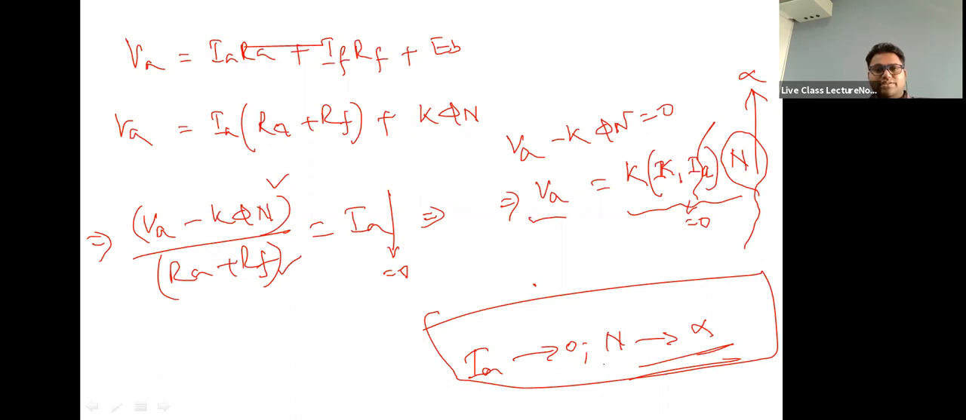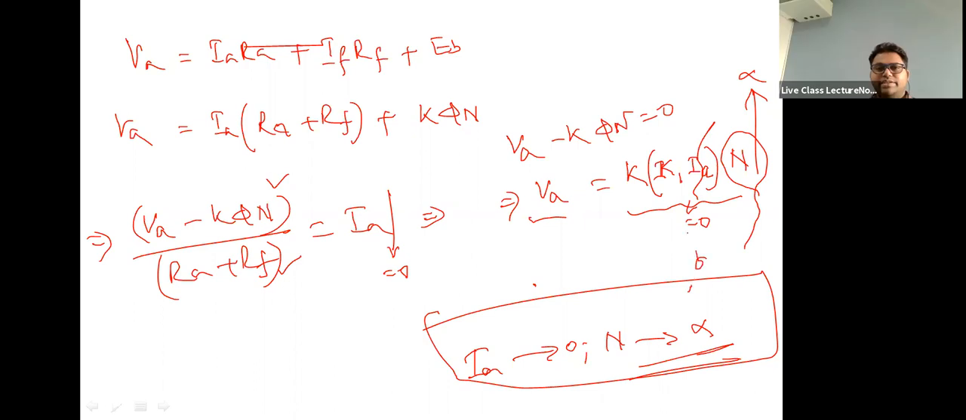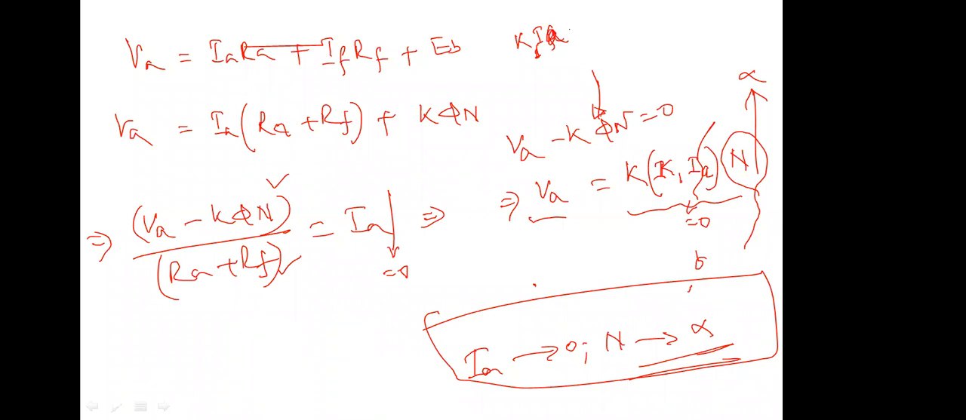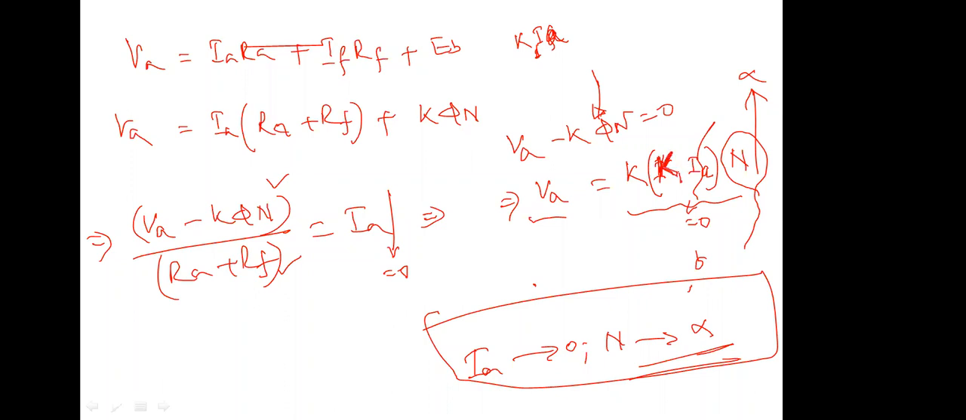Yes, right? Any other person? Sir, phi, what have you replaced it with? Phi is basically produced by which quantity? This phi, the field flux, is produced by IF, no? Yes, sir, field current. Now we can write this K1 into IF, and now IF is equal to only IA, so that's K1 into IA.